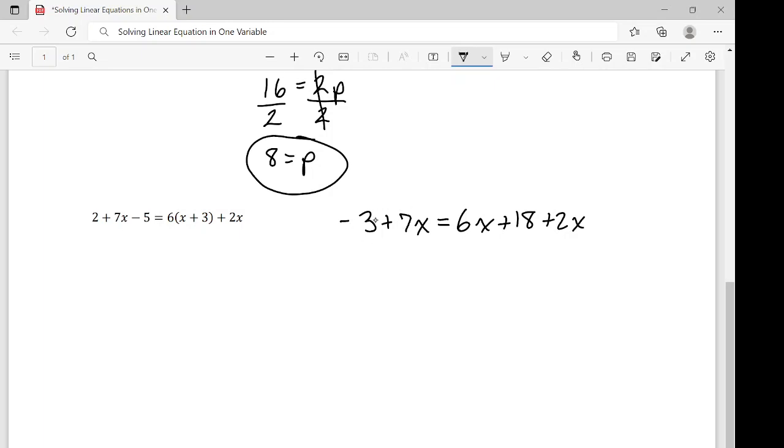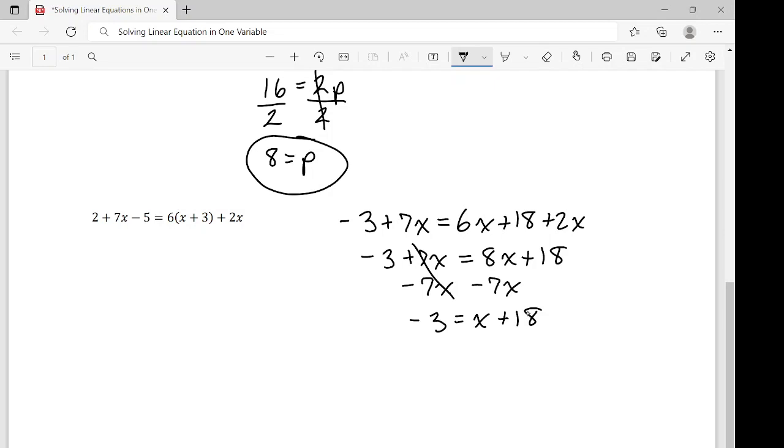Now I've combined all like terms over here, but over on this side I have two like terms, the 6x and the 2x, because they both have an x, so I can combine those together. So negative 3 plus 7x equals 8x plus 18. Now I'm going to decide where I'm going to move the variables. I'm going to move them over to the right side. So I'm going to take this 7x, which is a positive, and I'm going to subtract it from both sides. So those go away, leaving me with negative 3 equals 8x minus 7x, which is just a single x, and then plus 18, bring it down.